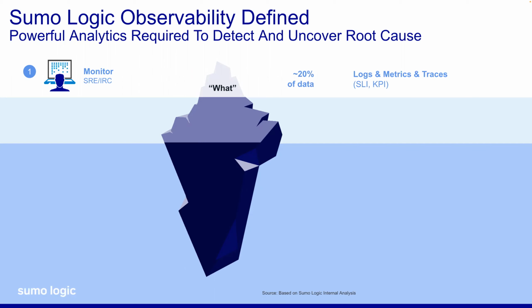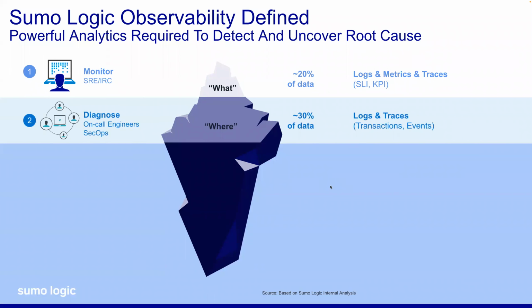Now, we want to go deeper in this iceberg because we don't just want to figure out the what. The where is probably going to be helpful. Don't we want to know where something is going wrong? That's going to be kind of falling under the diagnostic step. And so now we go from monitoring to diagnosing. And to diagnose, we need more data. We need about 30% more data. And to do so, the logs and traces are going to help us understand the where.